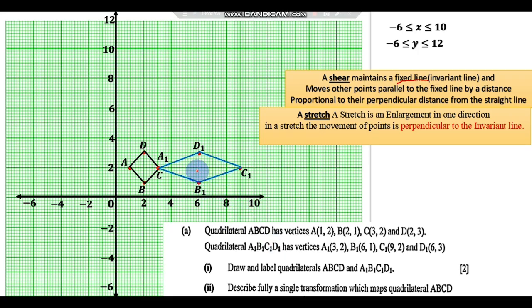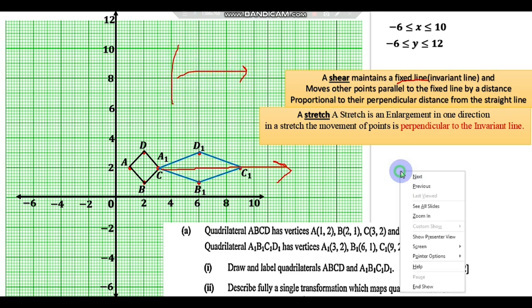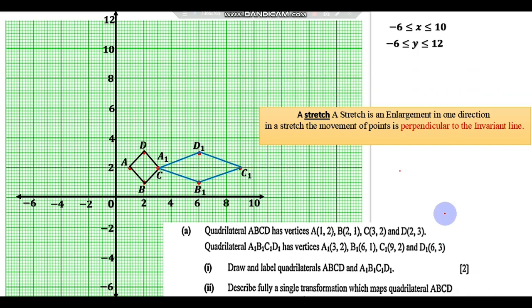Now, what is this invariant line? Under stretch, there are only two invariant lines. It's either the y-axis or the x-axis. So if you look at the way it is being stretched, it is being pushed, stretched towards our right-hand side. Okay, so meaning the invariant line should be perpendicular to this. So perpendicular to this is what? Perpendicular to a line like this, it should be the y-axis. So we've identified.